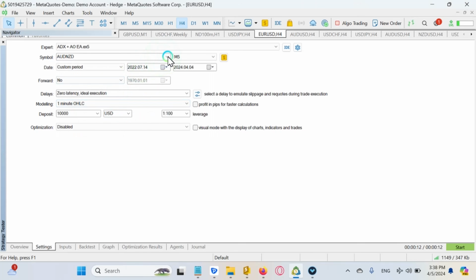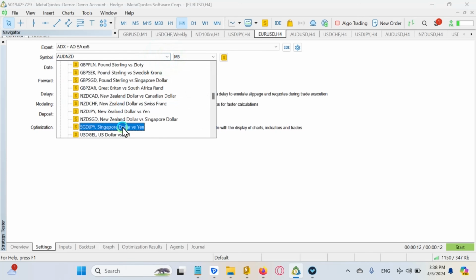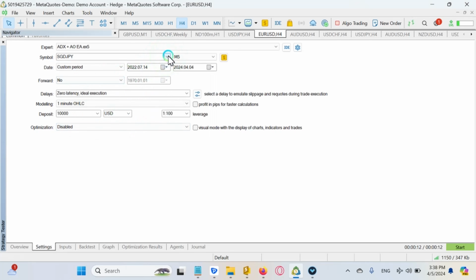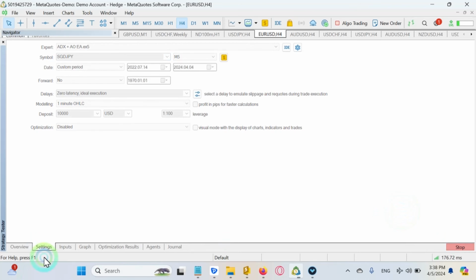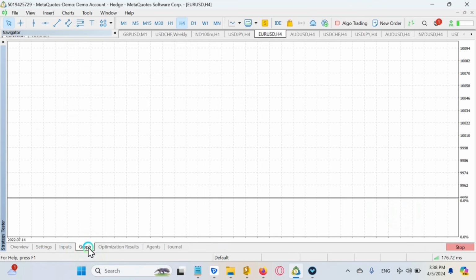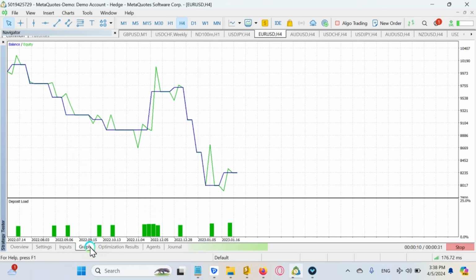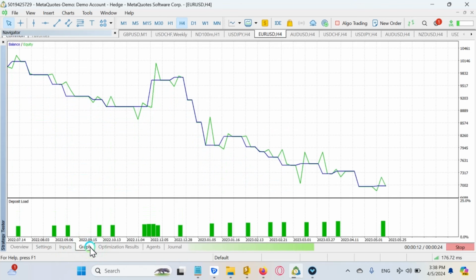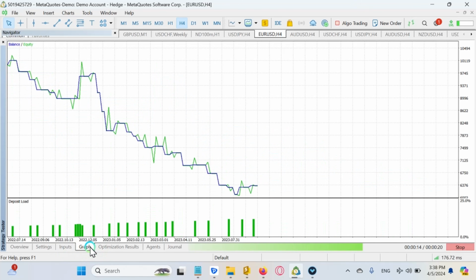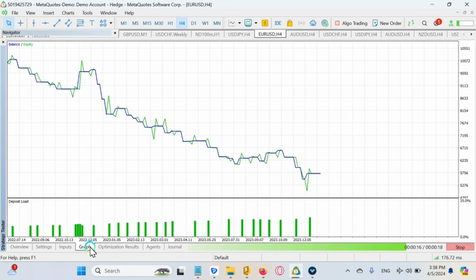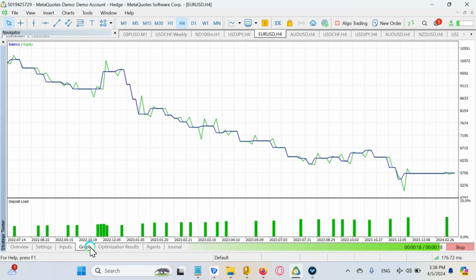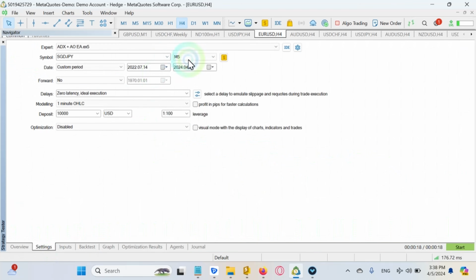I just want to test it on a completely random currency, just to see how robust it is, because now I am interested. And let's see if it even takes trades. Maybe not, or maybe it is going to be very bad. Yeah, so on this currency pair, it is not doing very good on the 5-minute chart.